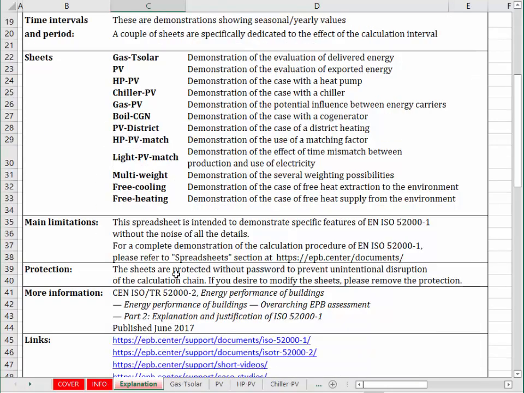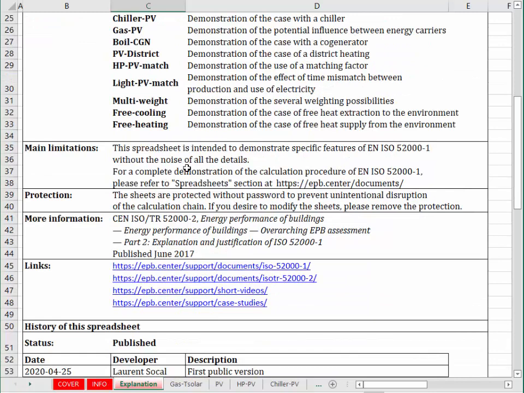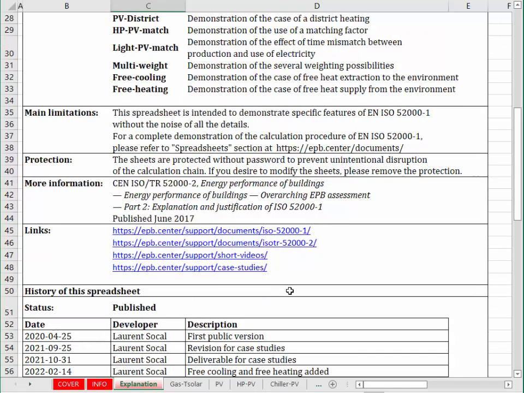Please always remember that this spreadsheet is intended to demonstrate specific features, so it is just one calculation for one time interval, with the exception of the sheet about matching factor. Here are the links to the EPB Center website where you can get more information.